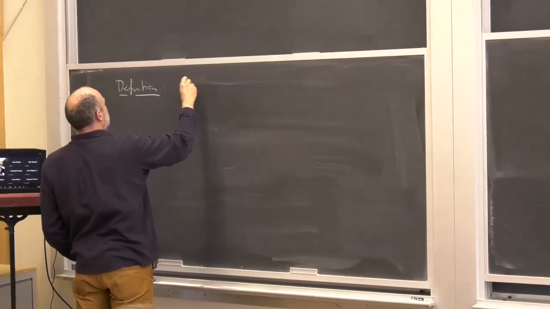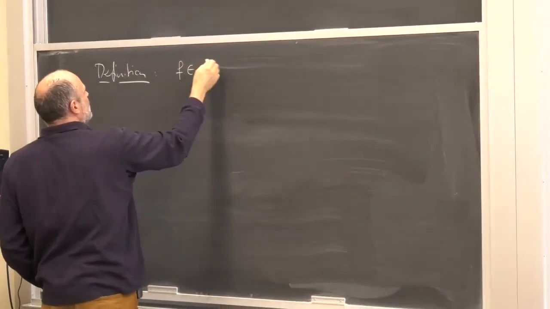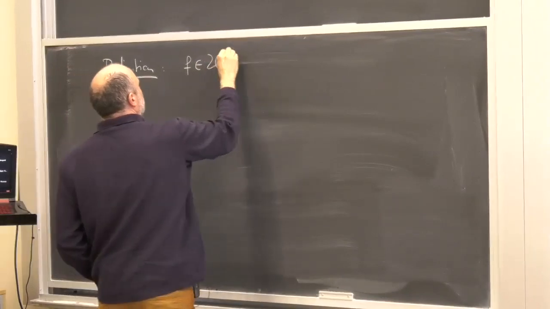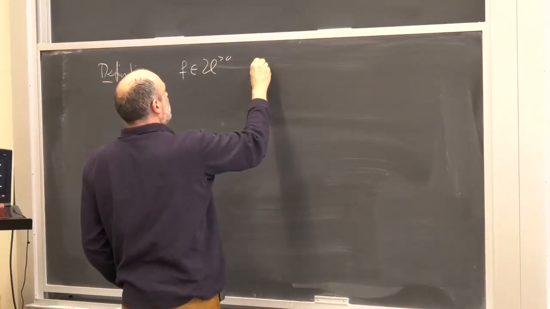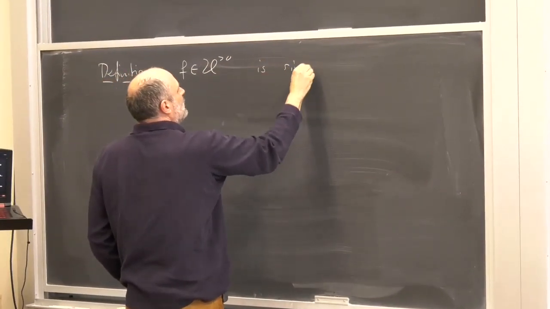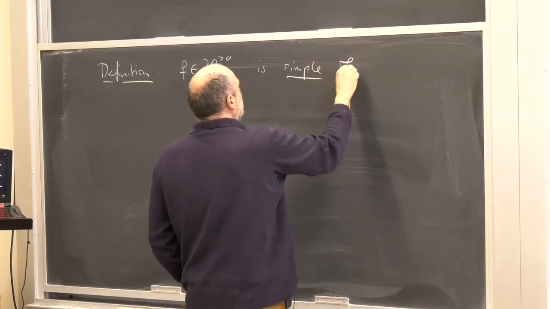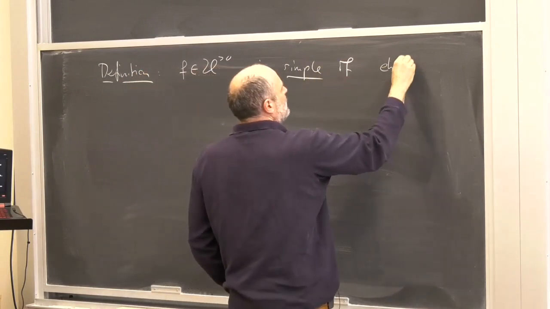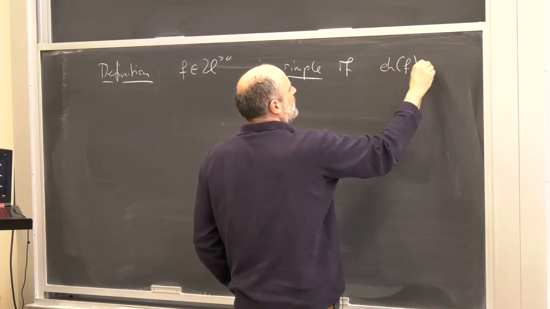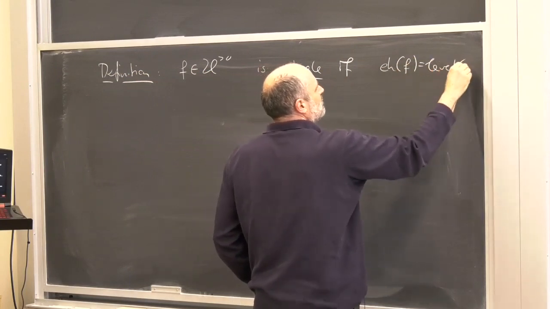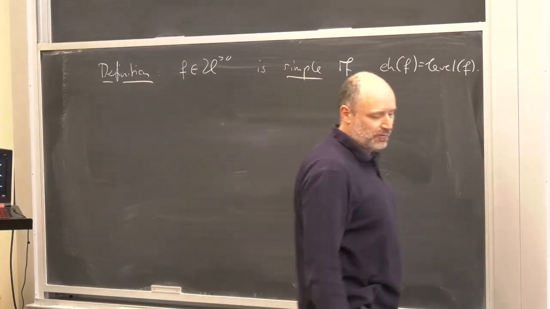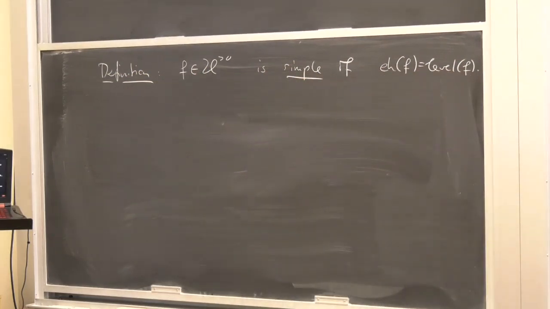Okay, so a germ f in H positive, say, or even in H, is simple if the EH is equal to the level. So we saw the level is always less than or equal to the EH. That comes more or less out of the definition. And it's not always the same.